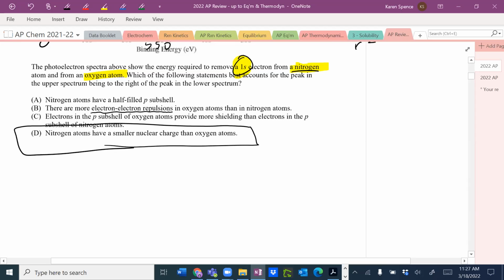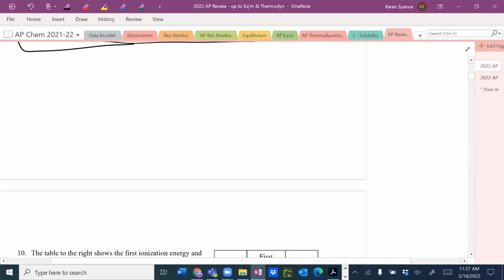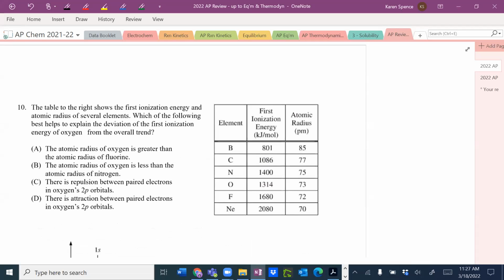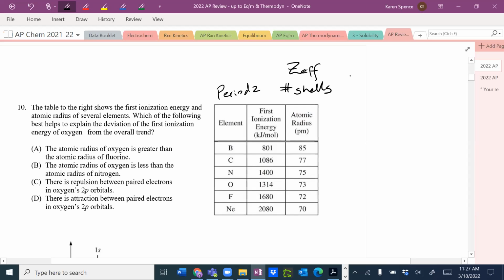Number 9. That was number 9. Ha. Number 10. First ionization energy and atomic radius. So ionization energy and atomic radius are going to depend upon the effective nuclear charge, and the number of shells. And I think all of these are in row number 2. So this is period 2. They all have the same number of shells, so we can eliminate a shell argument.